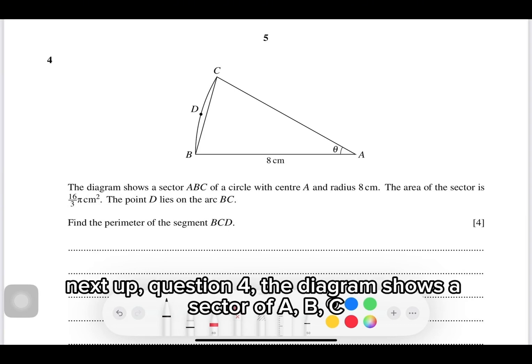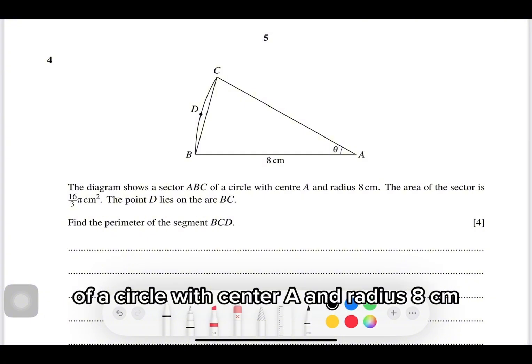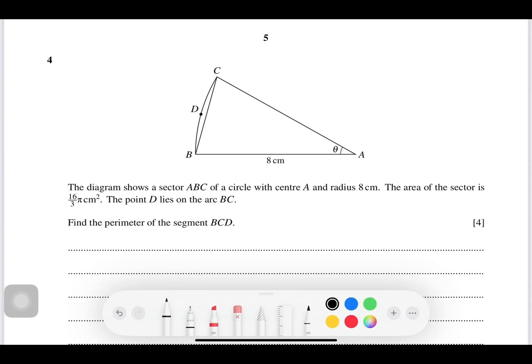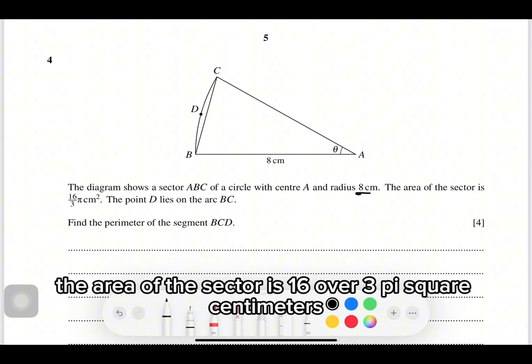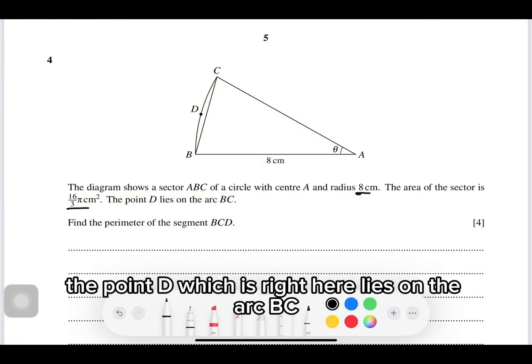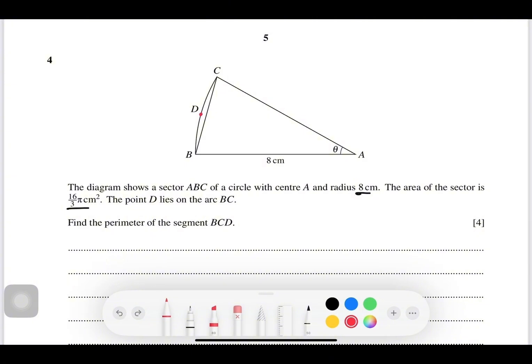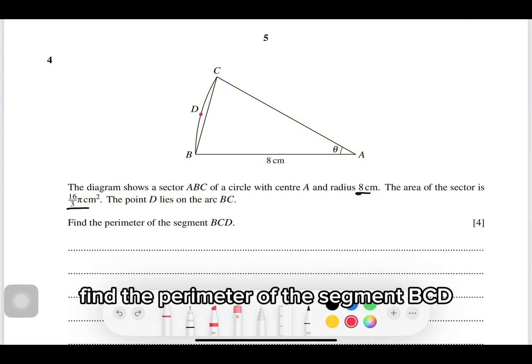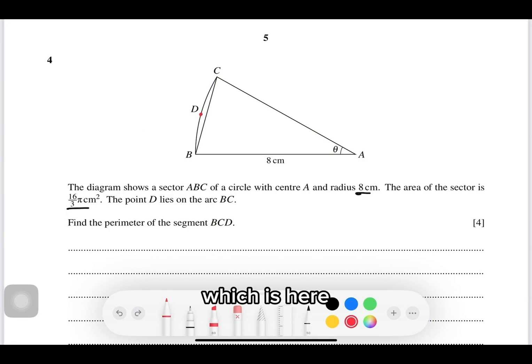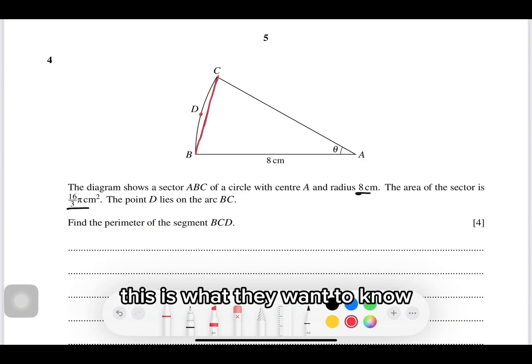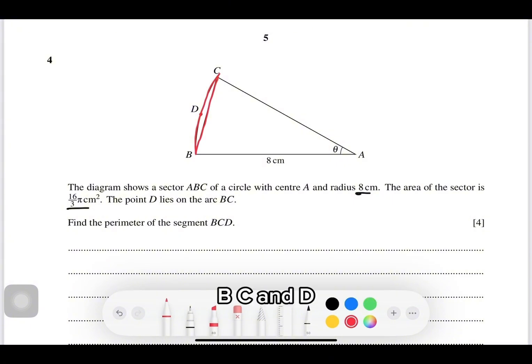Next up, question 4. The diagram shows a sector ABC of a circle with center A and radius 8 centimeters. The area of the sector is 16 over 3 pi square centimeters. The point D, which is right here, lies on the arc BC. Find the perimeter of the segment BCD, which is here. This is what they want to know. B, C, and D.